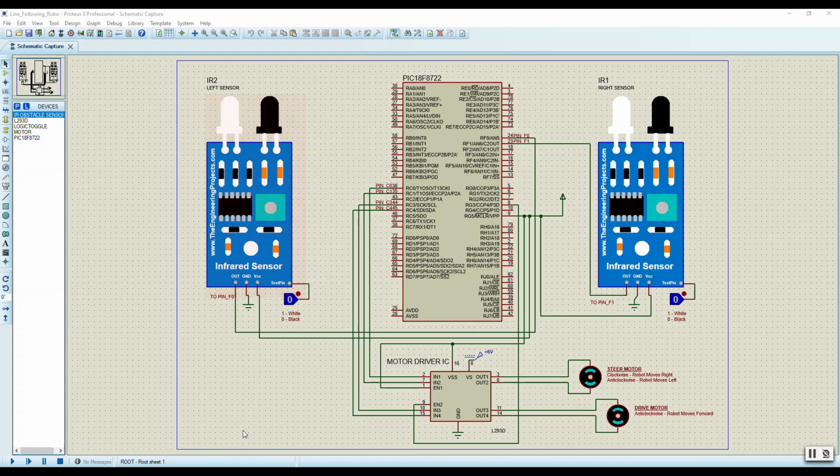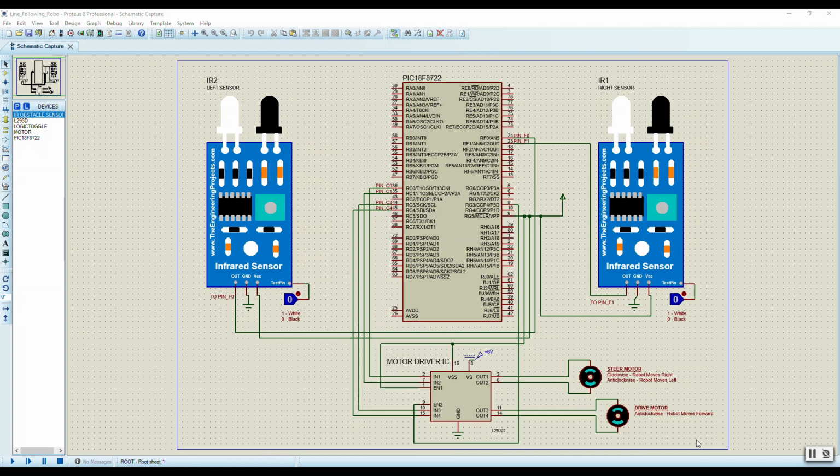Here is our simulation circuit for the line following robot. It has two motors. One is for steering the robot. When the steer motor is rotating clockwise, it means the robot is moving to the right, and when it is rotating anti-clockwise, it means the robot is moving to the left. And it also has a drive motor which when rotates anti-clockwise means that the robot is moving forward.